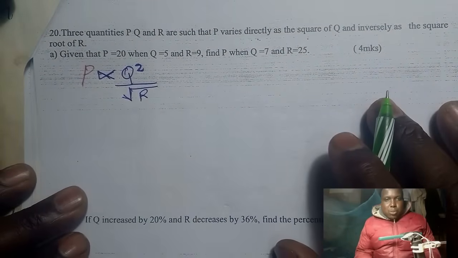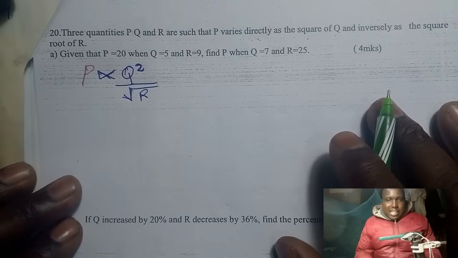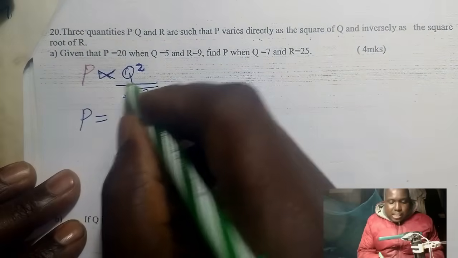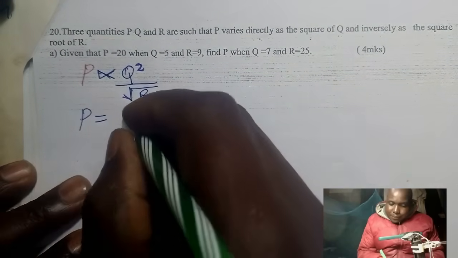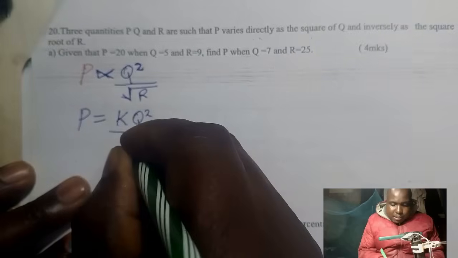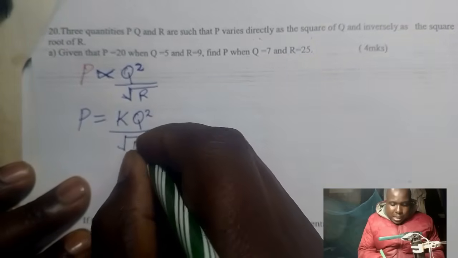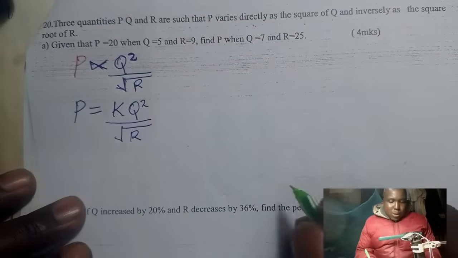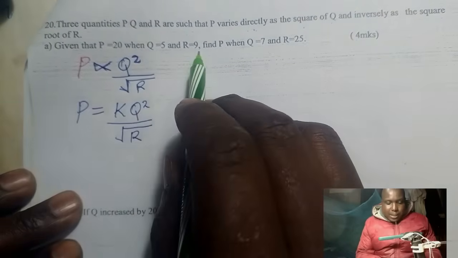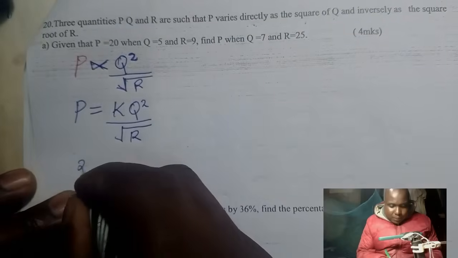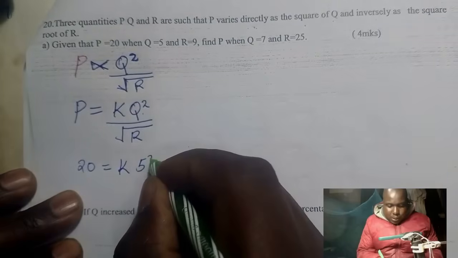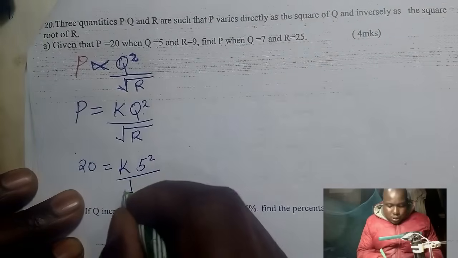Now let us remove the sign of proportionality by introducing a constant k. So P is equal to k times Q square divided by the square root of R. Very good. Now the next thing is to find the value of k when P is 20, Q is 5, and R is equal to 9. So when P is 20, we have 5 squared divided by the square root of 9.